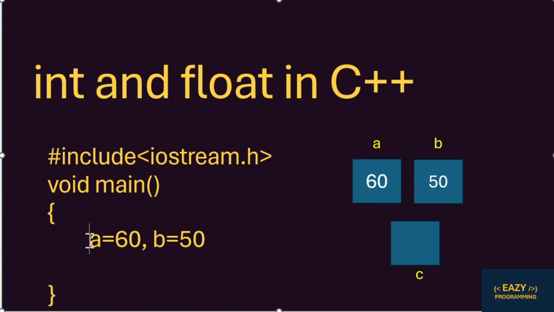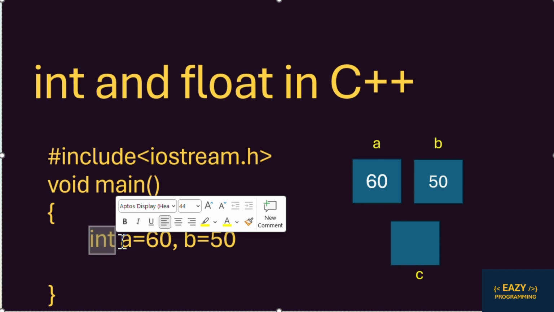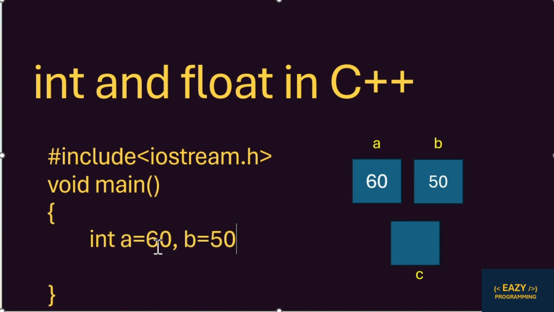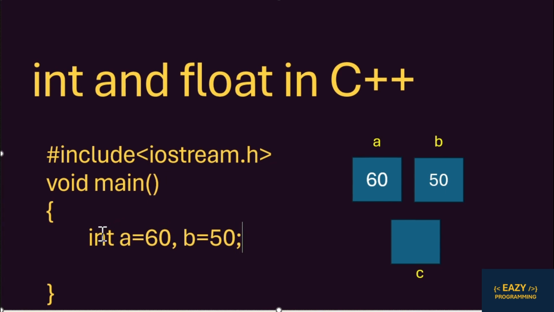Now 60 and 50 are integers, so before this statement I will write int. I'm telling the compiler that I have two values named A and B, and those two values are integers. Okay, and I will end this statement with a semicolon. Now why do I have to tell the compiler that these two are integers? So that it will give only that much amount of space, 4 bytes of space, to these values. If I say it is a decimal value, it will increase the memory storage space.